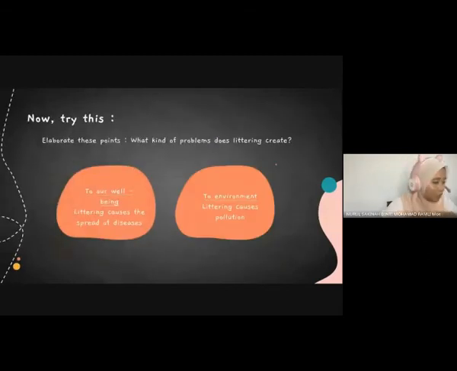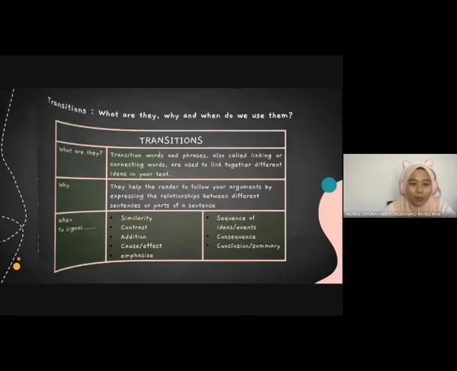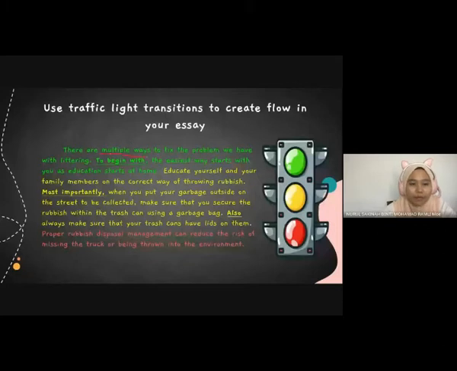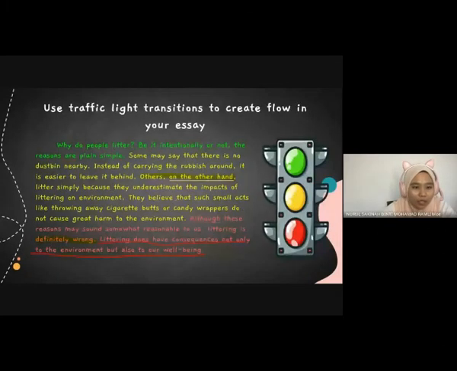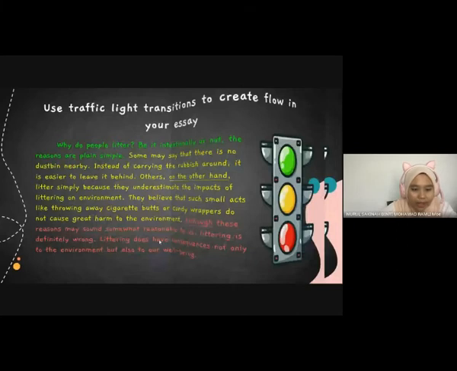Okay, so now it's your turn. Can you try to elaborate one of these points? Okay, elaborate these points. What kind of problems does littering create? What kind of problems does littering create? Like just now, we are talking about waste. And before that, we are talking about reasons, right? Why do people litter? And so we have ended with a bridge here.